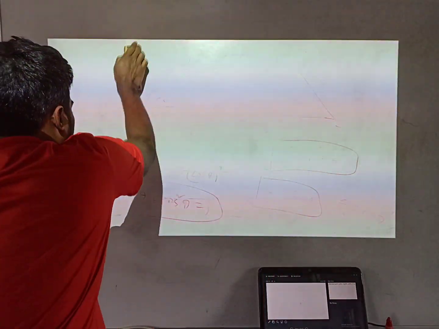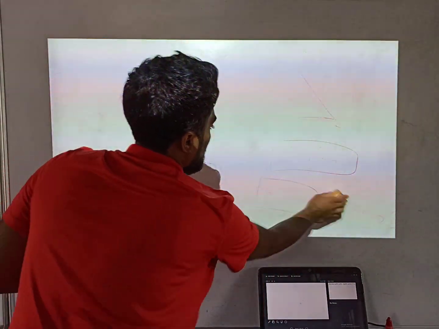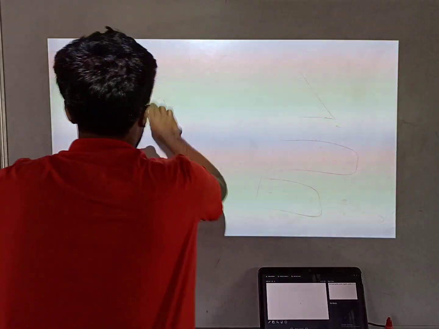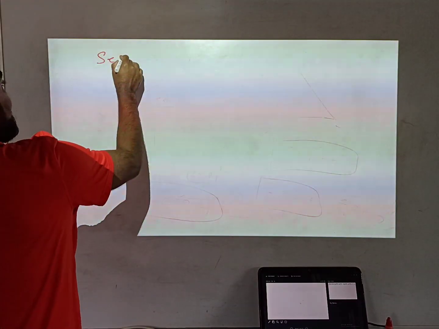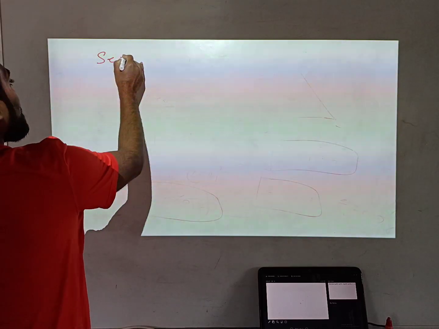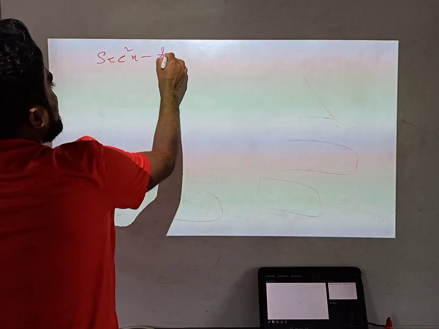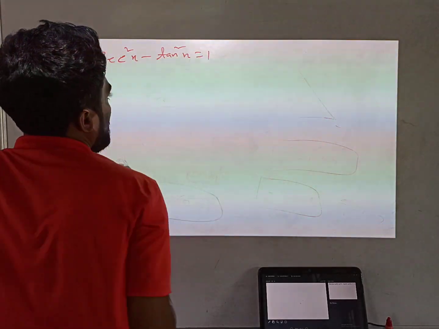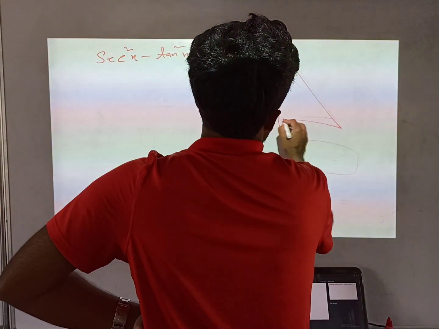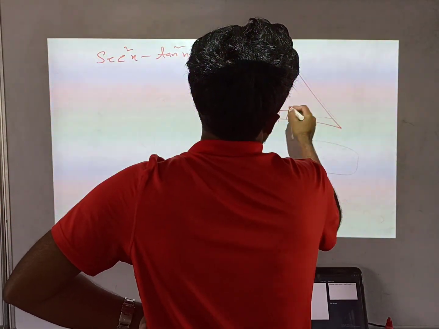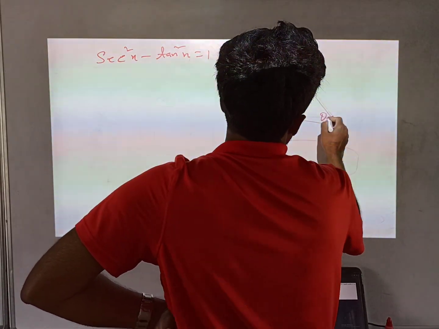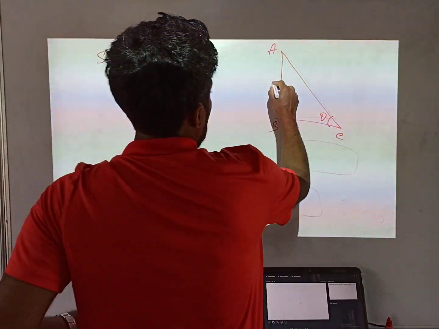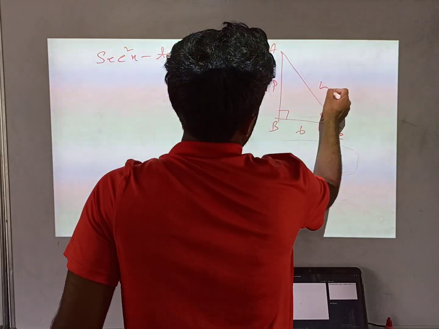Okay, let's prove the second one. Oh, why did I erase that? Again I need that. What is the second? That is sec square x minus tan square x equals to 1. Okay, quickly draw a right angle triangle ABC. This is theta. So this is p, opposite of theta, this is b, and this is opposite of 90, h.